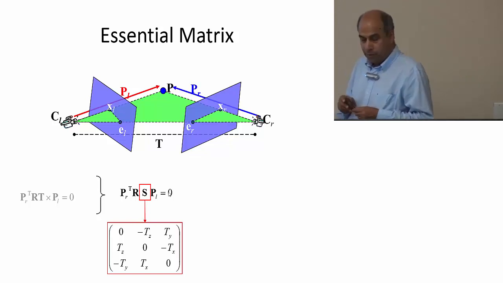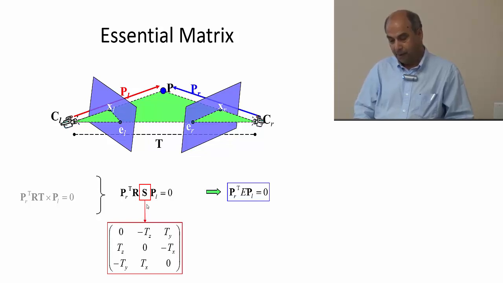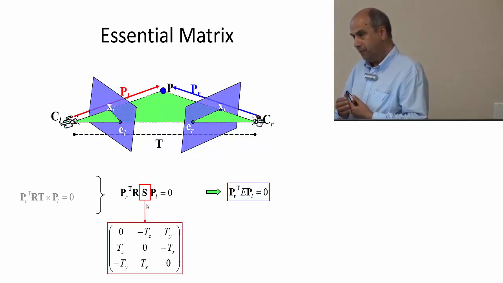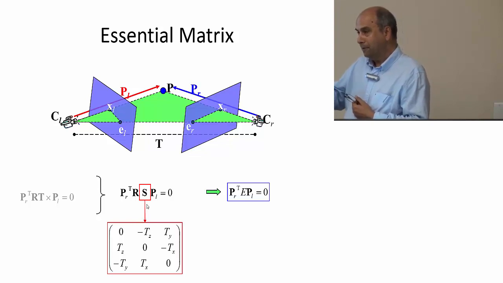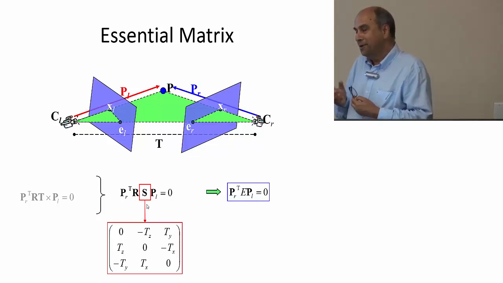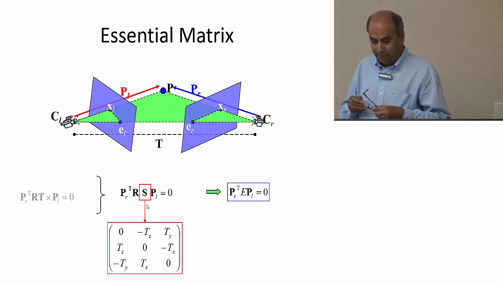Okay? So now we have two matrices, the rotation matrix and the S matrix, which is the anti-symmetric matrix made out of the translation vector. The product of these two matrices is called the E matrix, which is the essential matrix. So you have fundamental, then you have essential. Essential, then you go to fundamental, which is much more important. So the product of two matrices is the E matrix, the essential matrix. That's what Longuet-Higgins came up with.